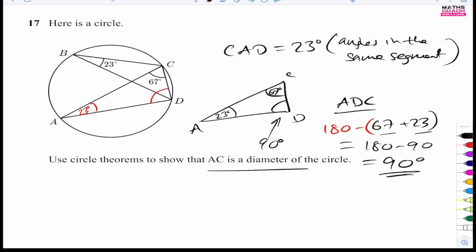All right, and don't forget to give the reason here. Angles in a triangle are equal to 180. Also, it's worth mentioning that angles in a semicircle is equal to 90 degrees as well. So you might want to put that down as well.